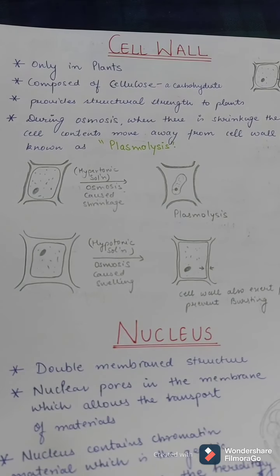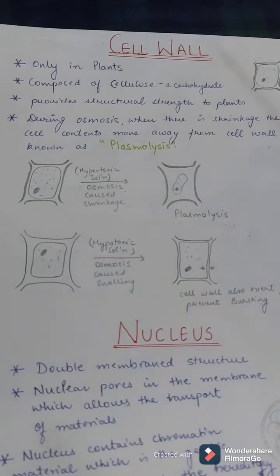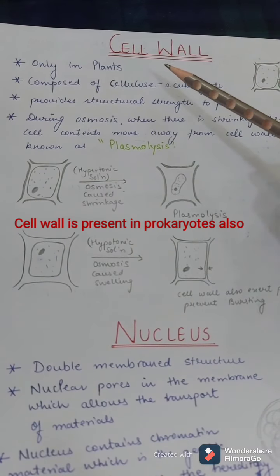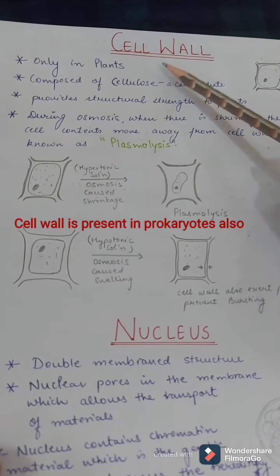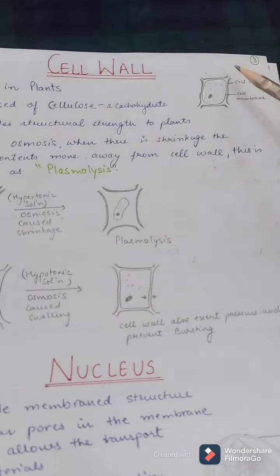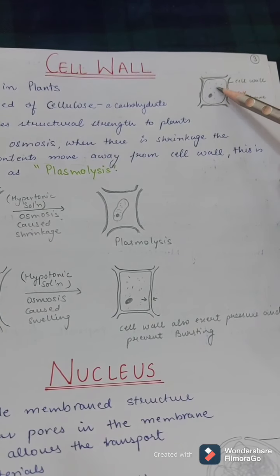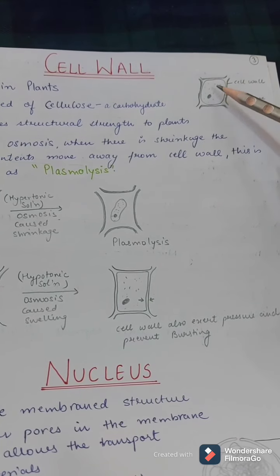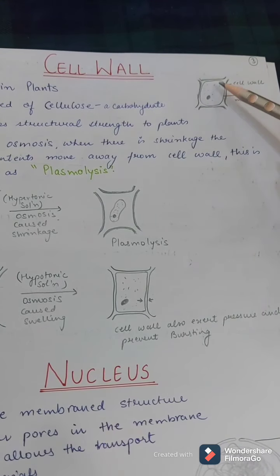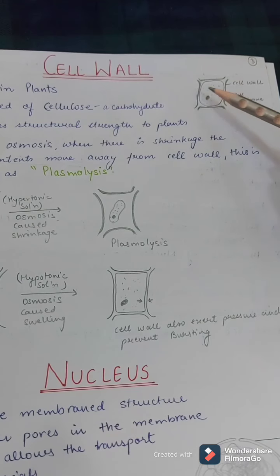Hello all, welcome back. Today we shall discuss cell wall, nucleus and cytoplasm. Cell wall is a plant characteristic. It is only present in plants. This is a plant cell. This is the main cell with the cell membrane and the cell contents with several cell organelles, which we shall discuss further. And this is the cell wall.